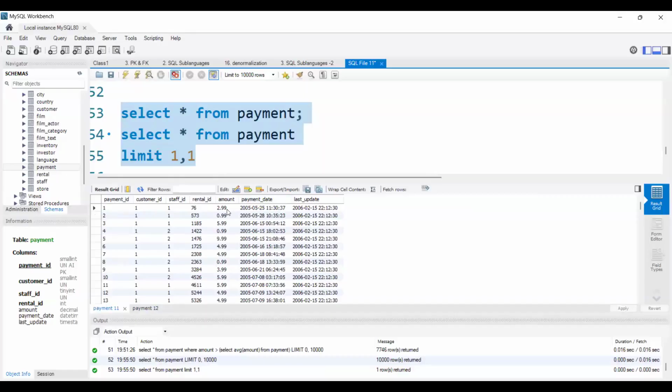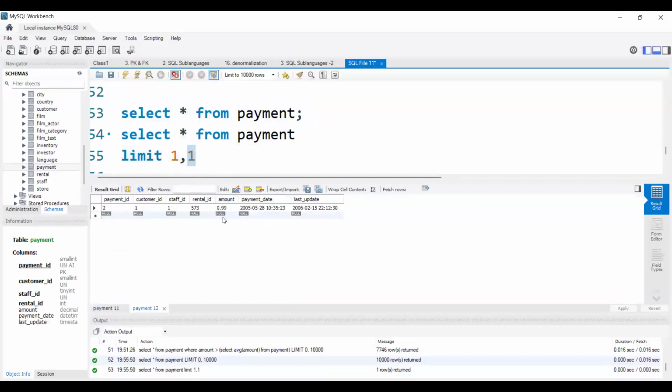In this table, what this limit 1 will do is skip the first row and display the second row. But whatever I have in the table, that row only it will display. Here I have 0.99, so it displayed 0.99.